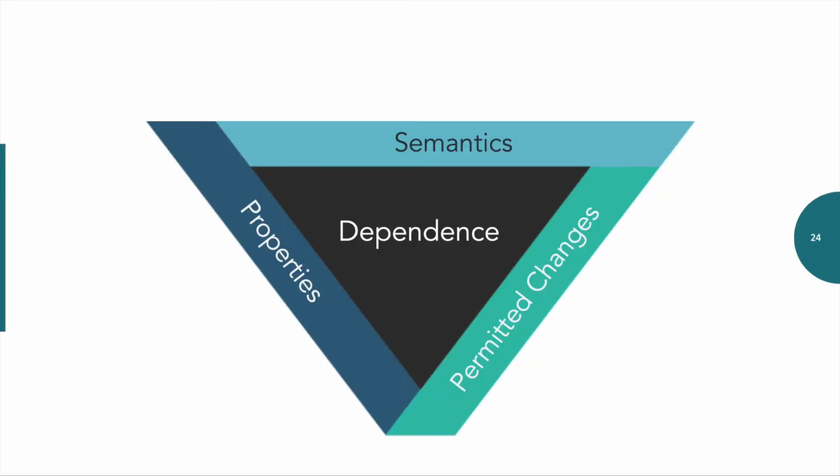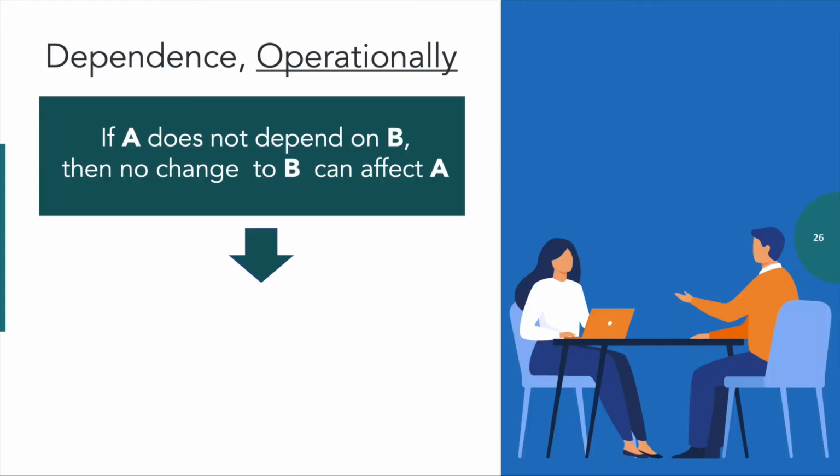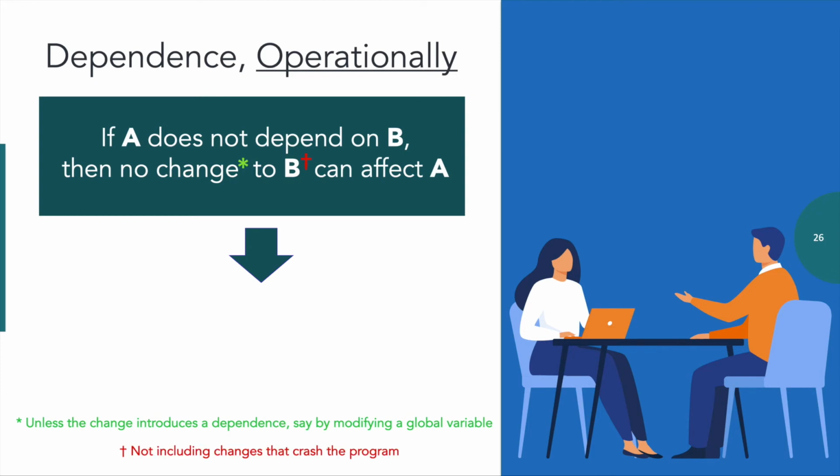So there's one more factor, permitted changes. An operational definition of dependence, a defining property we'd like to have, is that if A does not depend on B, then no change to B can affect A. But there are some caveats. What if that change to B mucks with the internal variables of A? What if B crashes, as we've said?